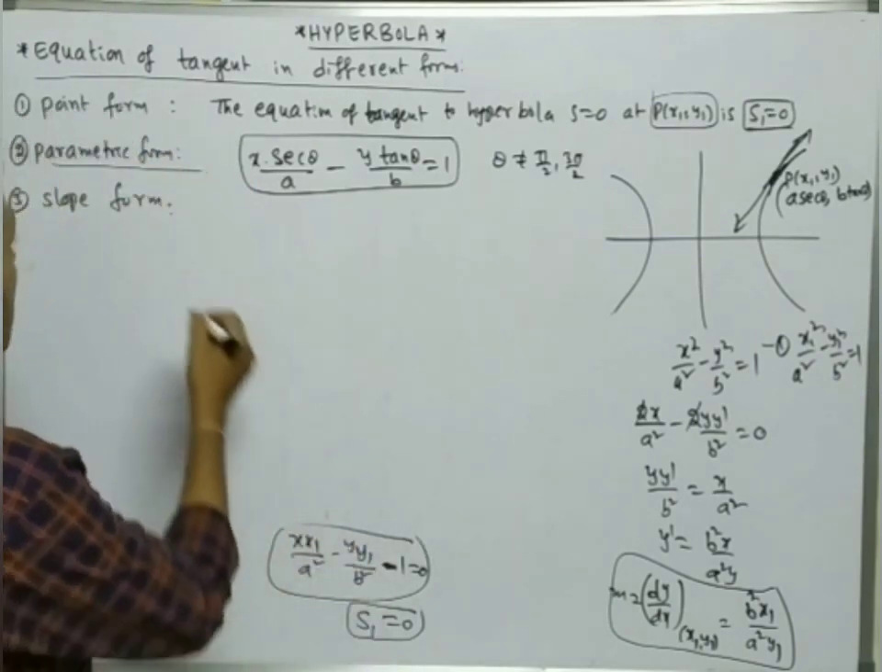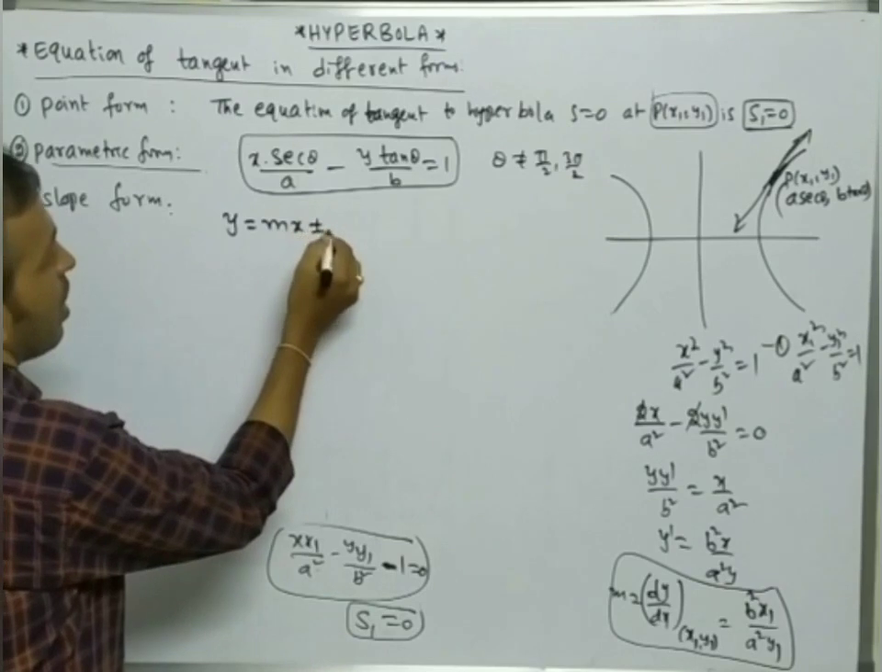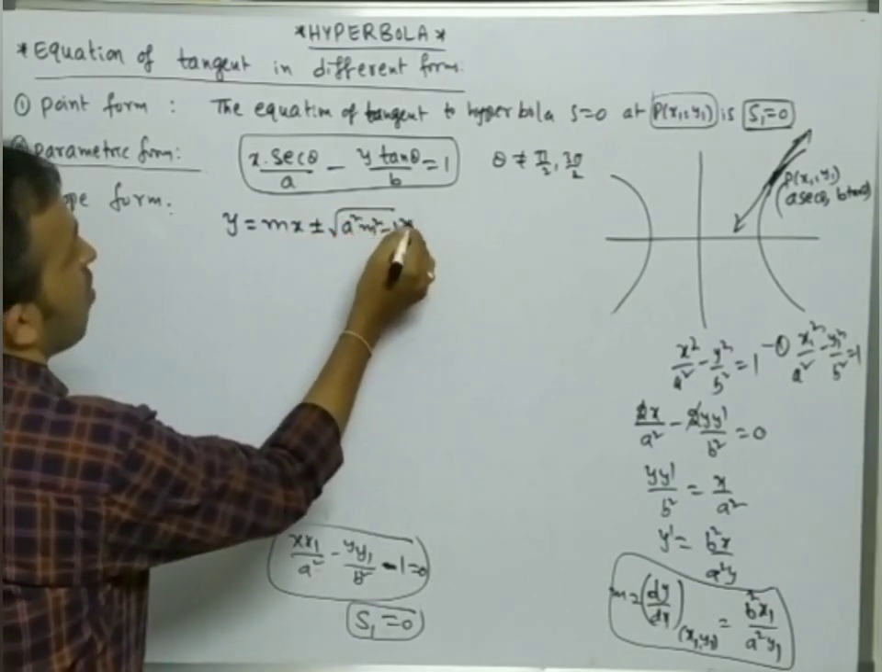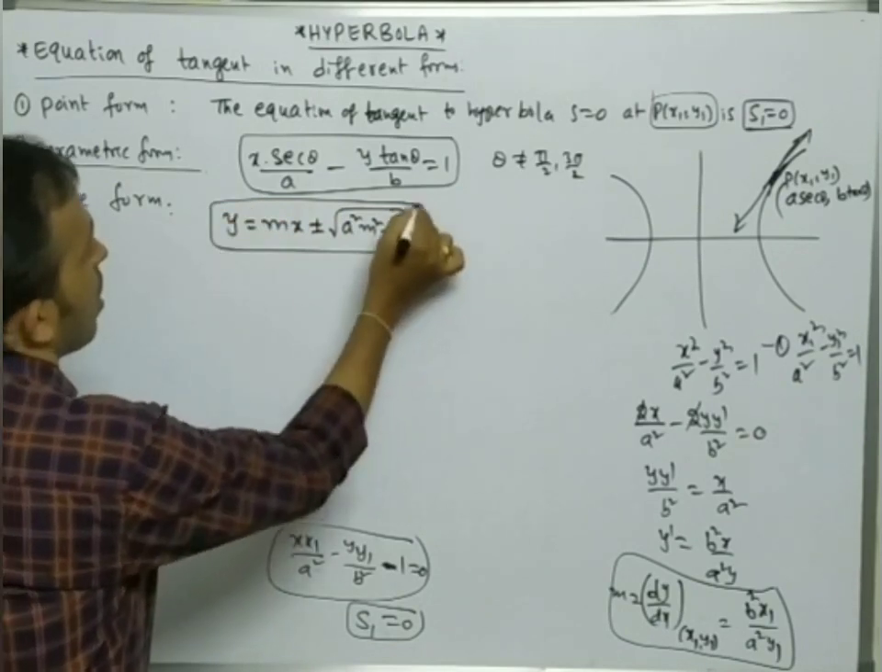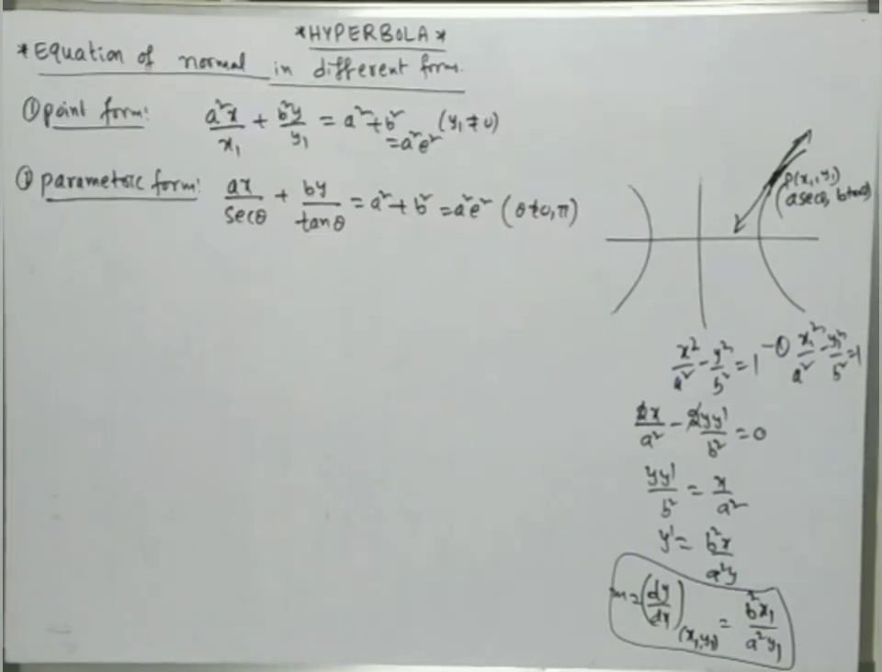Okay, so finally slope form, just now we derived y is equal to mx plus c. What is c? Plus or minus under root of a square m square minus b square. So this is the equation of the tangent in slope form, right? So these are the important three forms of equation of the tangent to a given hyperbola.